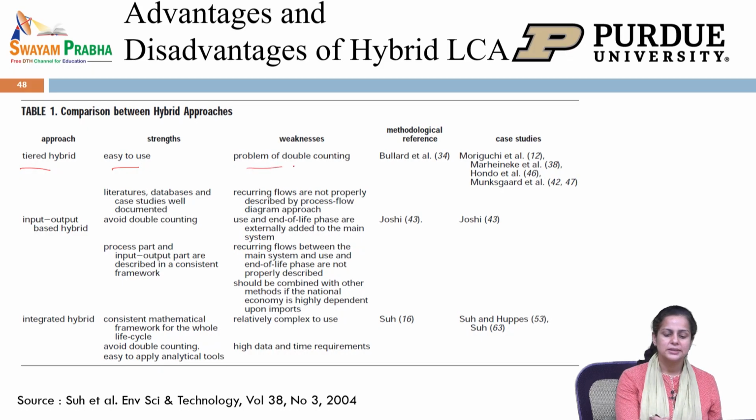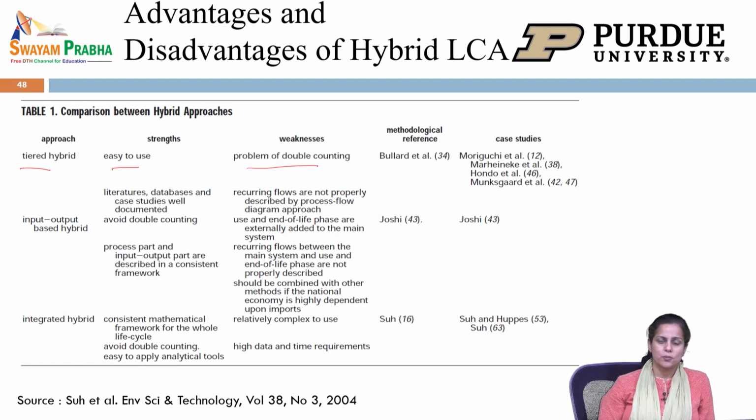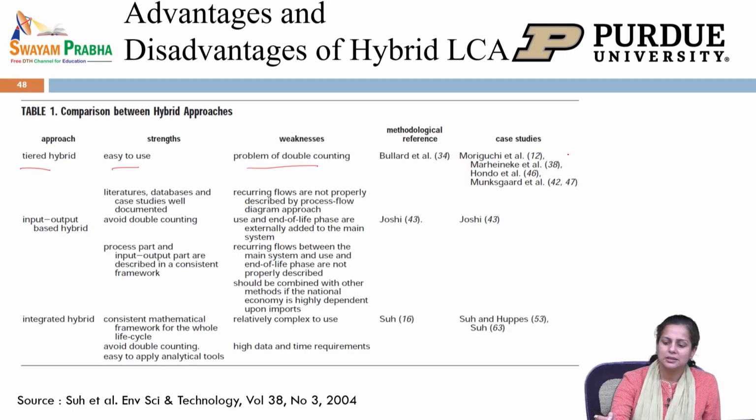But here the weakness is the problem of double counting. Sometimes whatever processes you are modeling are also embedded in the input output model, they are already existing. So when you are doing your input output LCA, you are not eliminating that process that you had already included in your process LCA, and that is why there is double counting. There are a lot of case studies available, and this table is taken from Sangwon Suh's paper in Environmental Science and Technology, and you can definitely read it if you have access to it, and you can go through more case studies.